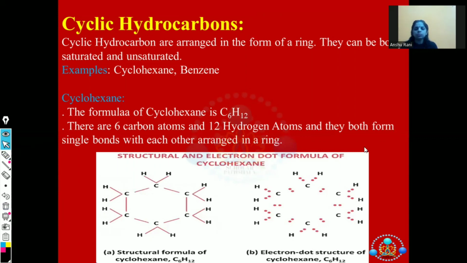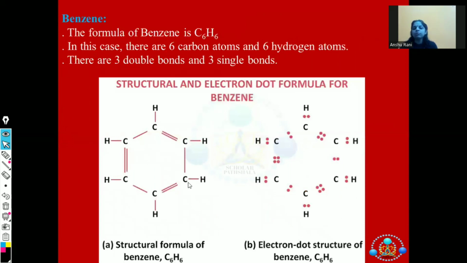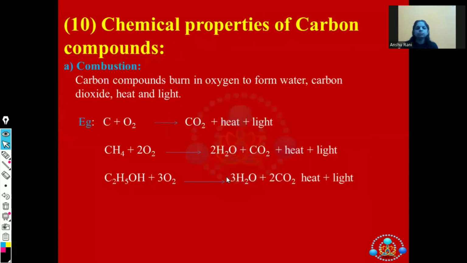This is the structure of benzene. You can draw the double bond to this side or to this side. Both ways it is correct, as it can share a pair of electrons with these carbon atoms or these carbon atoms. It would be fine. Then we have the chemical properties of carbon compounds. We have types of chemical reactions which we will discuss one by one: combustion reaction, then substitution, addition and oxidation. All four types we will discuss one by one.